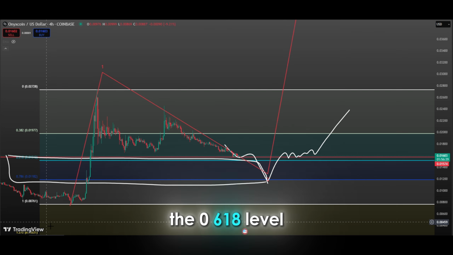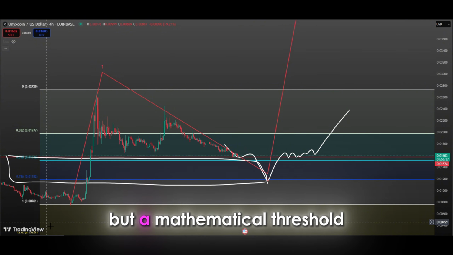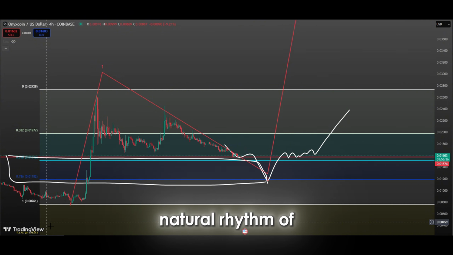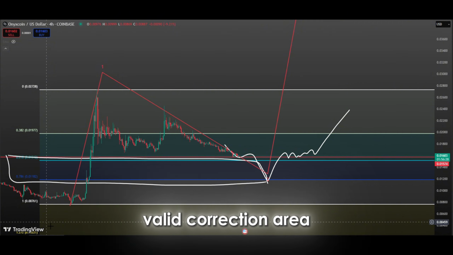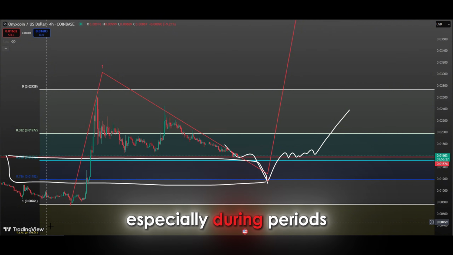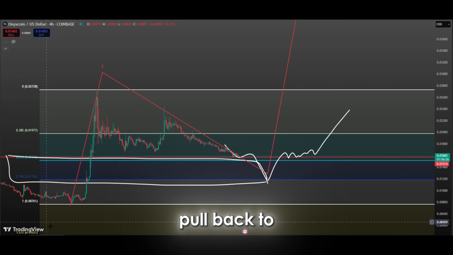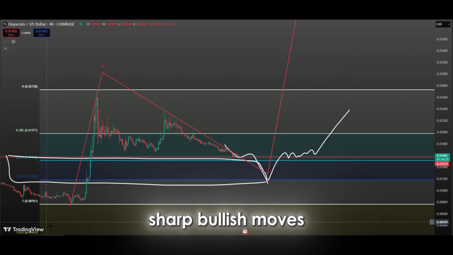This suggests that these areas may also be areas of strong demand. The 0,618 level is not just an ordinary ratio in technical analysis, but a mathematical threshold that represents the natural rhythm of the market. Market participants may consider these levels as a natural reflexive buying opportunity due to their past experience. Therefore, the price tends to show upward reactions much more often when it reaches this level. Likewise, the 0,786 level is a deeper but still considered valid correction area. Especially during periods of high volatility, the price may pull back to this area and then make sharp bullish moves.